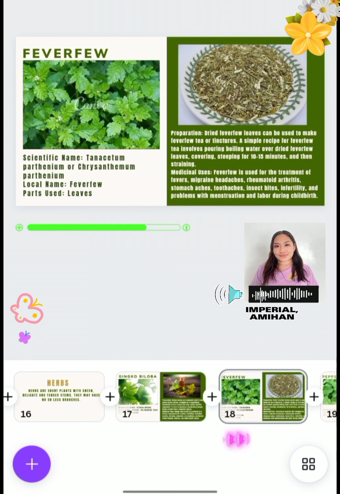Feverfew. Its scientific name is Tanacetum parthenium. The part used is the leaves. Preparation: dried feverfew leaves can be used to make feverfew tea or tinctures. A simple recipe for feverfew tea involves pouring boiling water over dried feverfew leaves, covering, steeping for 10 to 15 minutes, and then straining. Medicinal uses: feverfew is used for the treatment of fevers, migraine headaches, stomach aches, toothaches, insect bites, infertility, and problems with menstruation and labor during childbirth.